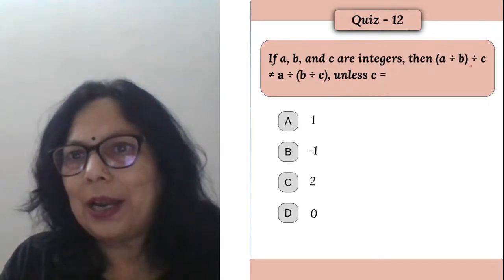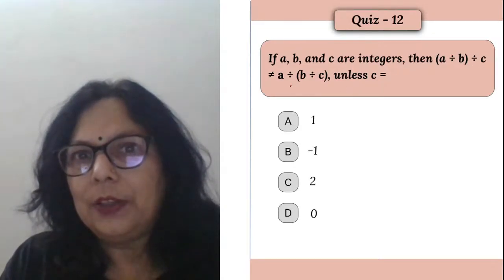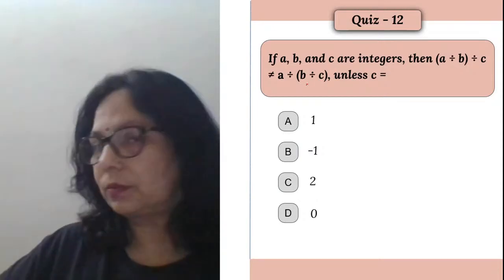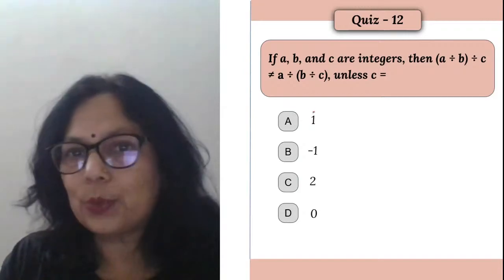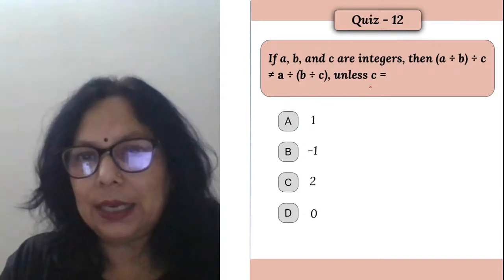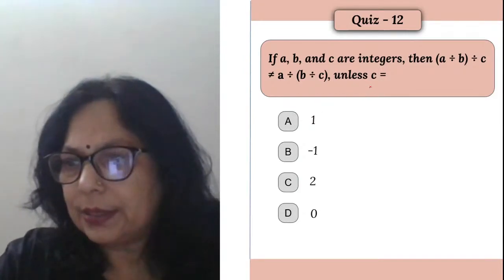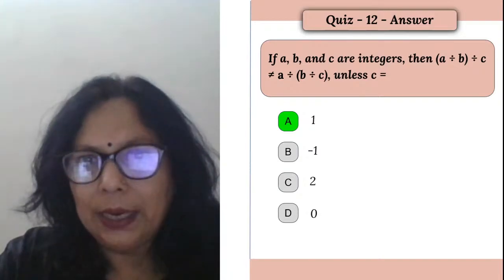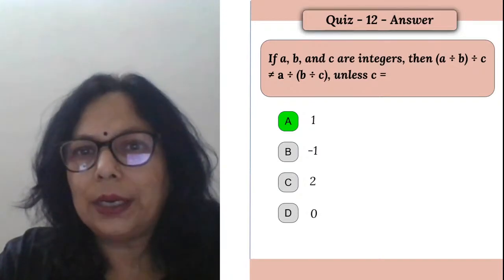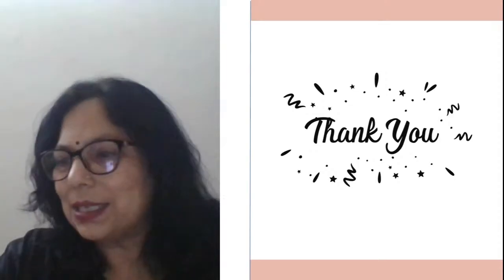A divided by B divided by C is not equal to A divided by... Last question of the day, unless C is equal to... Yes, the answer is 1. Unless C is equal to 1, it will not be equal, and that is great.